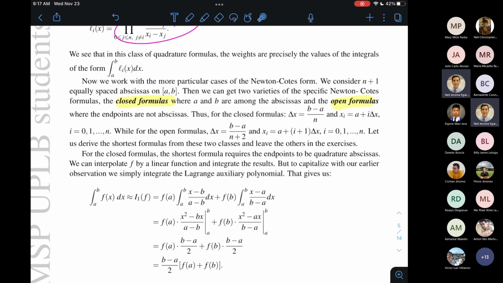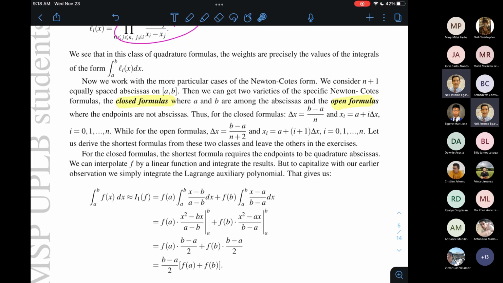Ganon din dito, no? Pero for simplicity, ang dinerive ko lang dito ay yung mga closed formulas and open formulas na equally spaced yung mga abscissas na ginamit. But of course, if you don't have control over the data, halimbawa, given lang talaga sa'yo ay certain f of x's, so posible na hindi equally spaced yung magagamit mo. Hindi mo magagamit itong mga formula na to. Kasi itong mga formula na dinerive ko, ang assumption ko ay equally spaced sila. Okay?